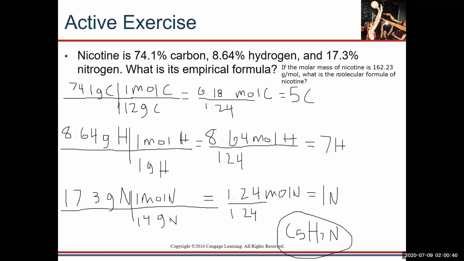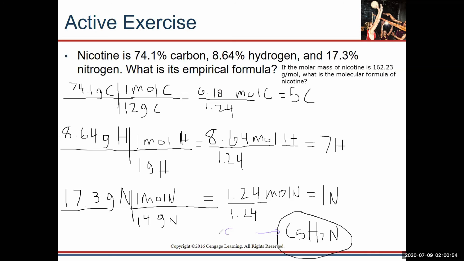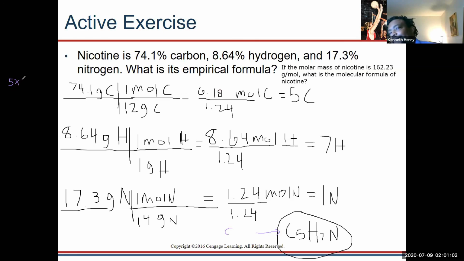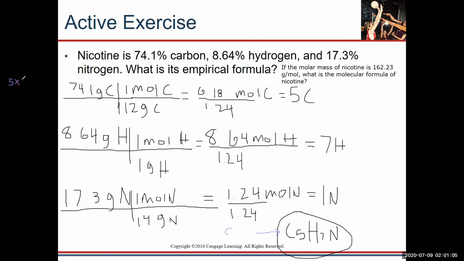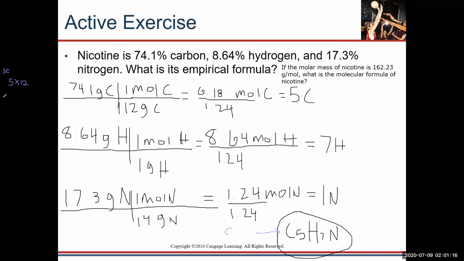Well, let's slow down. Let's save this part here for later. How do I calculate the molar mass of this compound? Wouldn't you just times the 5 times the atomic mass of carbon on the periodic table? What's the atomic mass of carbon? 12. So, because we have 5 carbons. We have how many hydrogens? 7.